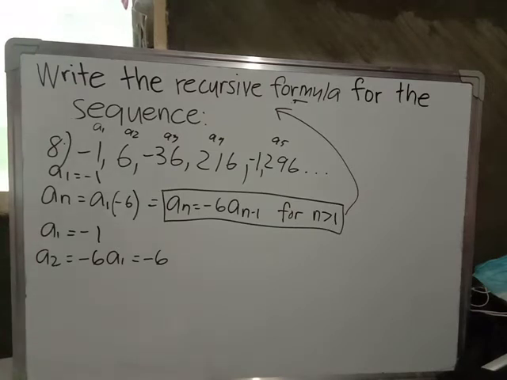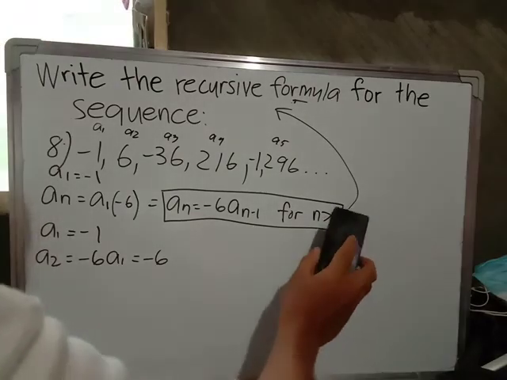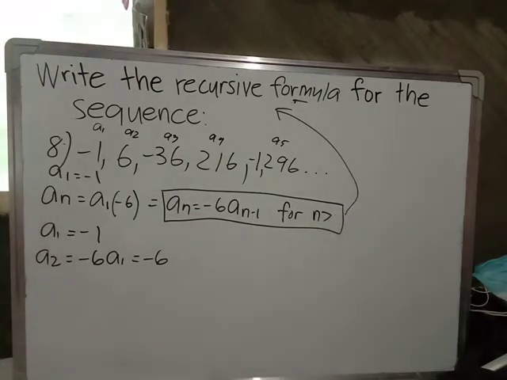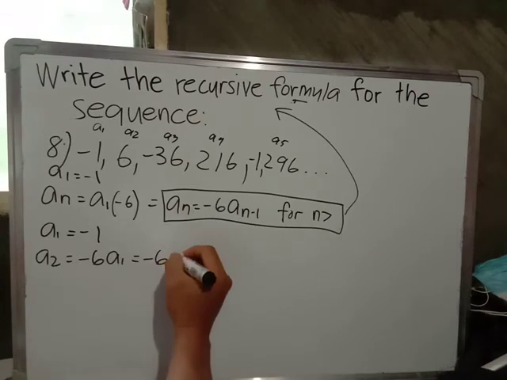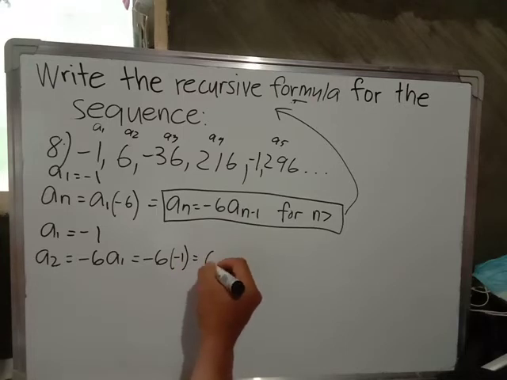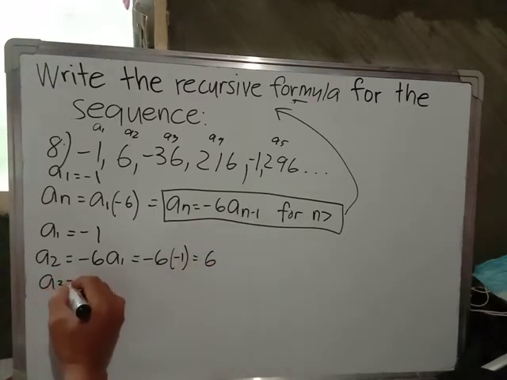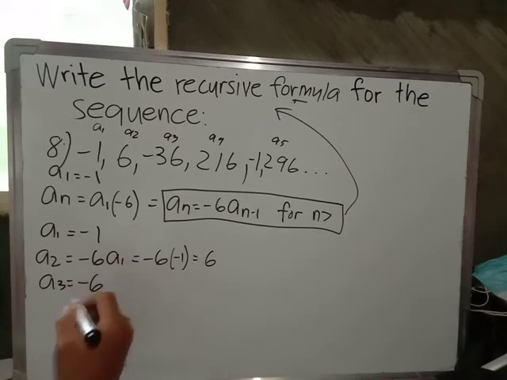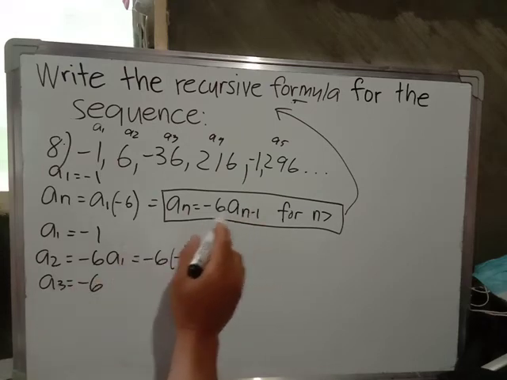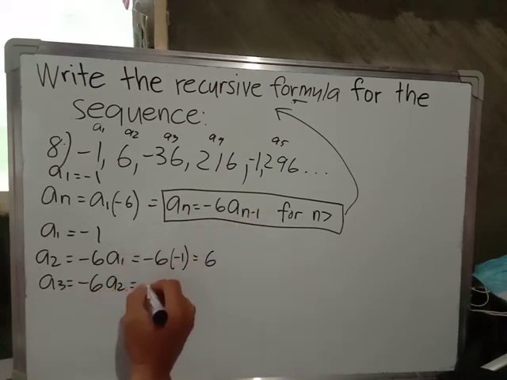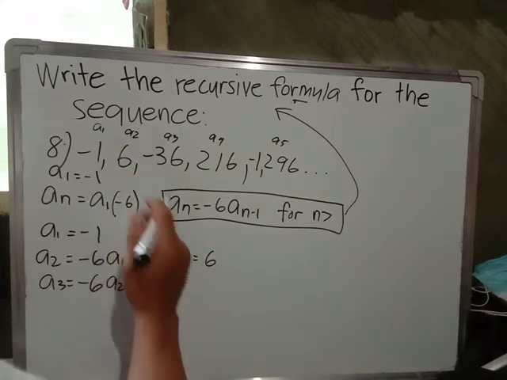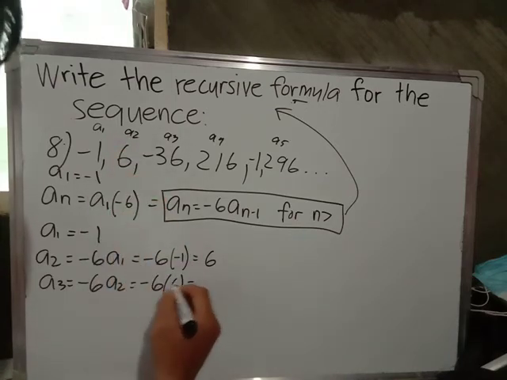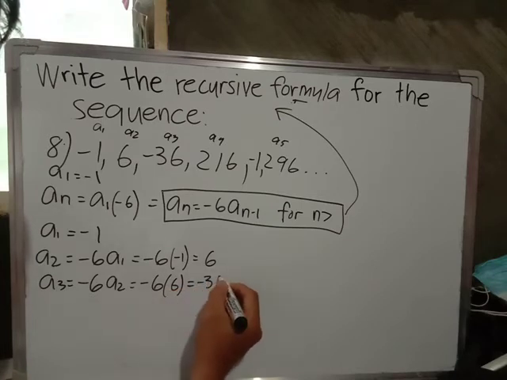Sorry, nalito ako sa sarili ko. So, E1 natin is negative 1, so negative 6 times negative 1 is equal to 6. Then, E3 is equal to negative 6 times E_(n-1). Since n natin is 3, 3 minus 1 is equal to E2. E2 natin is 6. Negative 6 times 6 is negative 36.